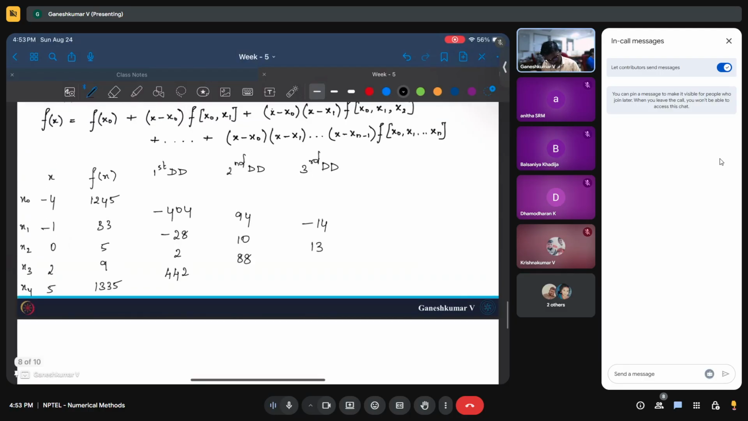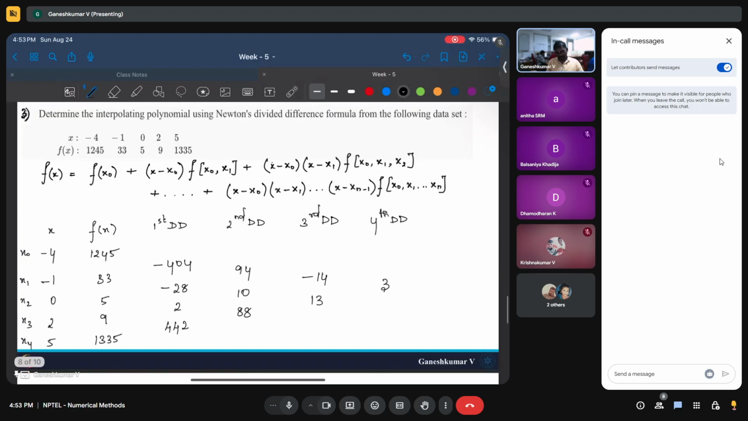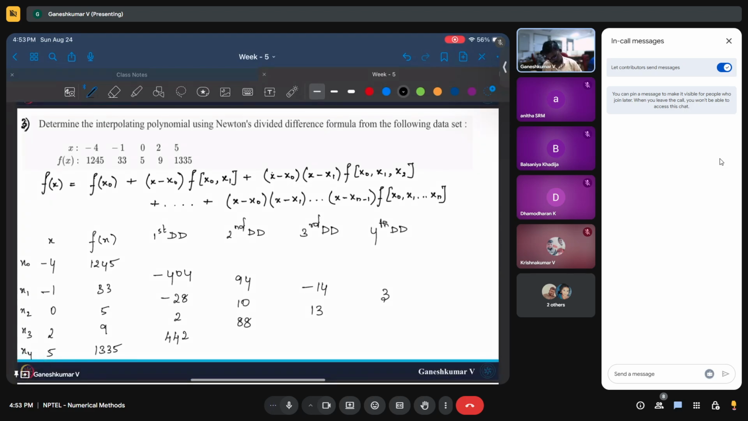Okay, similarly you can also do the fourth difference, which is going to be 13 minus 14 divided by 5 minus 4, which is 9. 5 minus of minus 4, which is 9. This is 3. Okay, that's it.